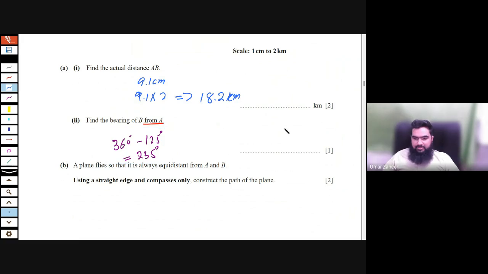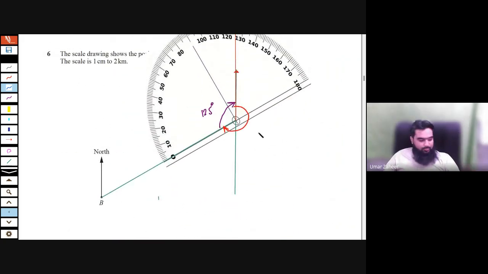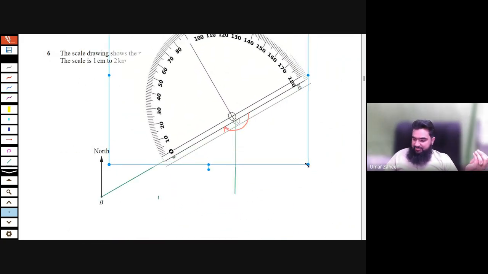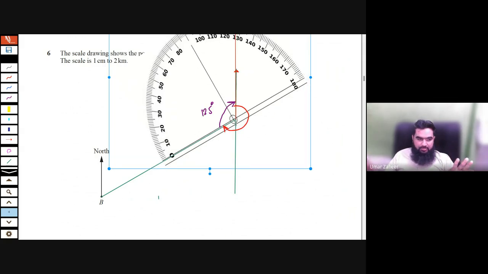Maybe in the scale questions, in the mark scheme we are going to get a different answer, because I'm using a protractor here and I'm going to zoom in and zoom out. So obviously that changes the value. I'm just going to tell you the method here. All right.